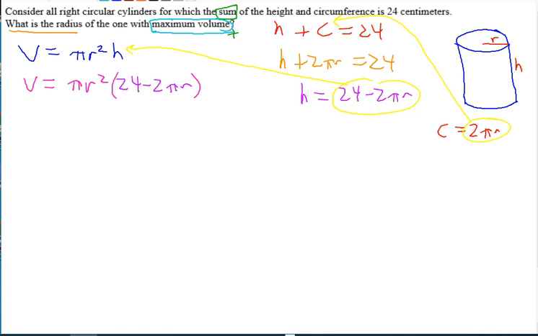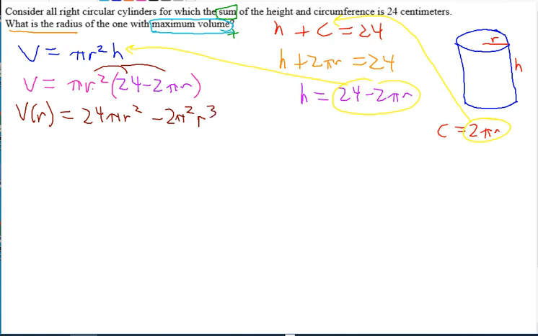And again, now it's in terms of a single variable, so now you could write it as V of r. And if we just distribute this out, then we won't have to use the product rule. So 24 times pi r squared would be 24 pi r squared. And then minus pi r squared times 2 pi r would be 2 pi times pi, notice, gives you pi squared, r squared times r cubed.